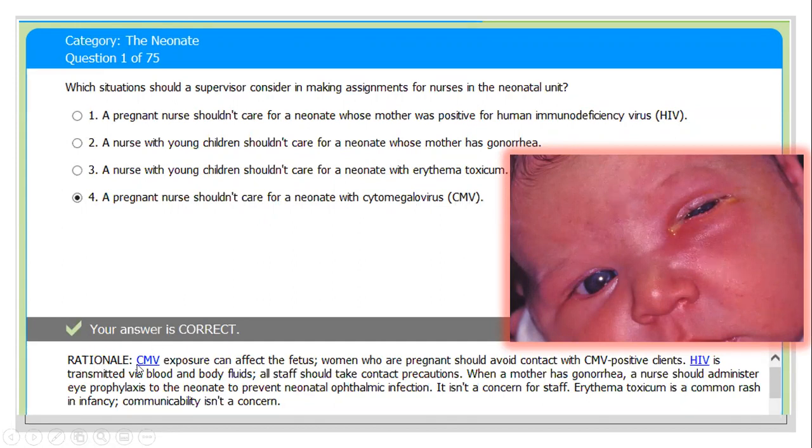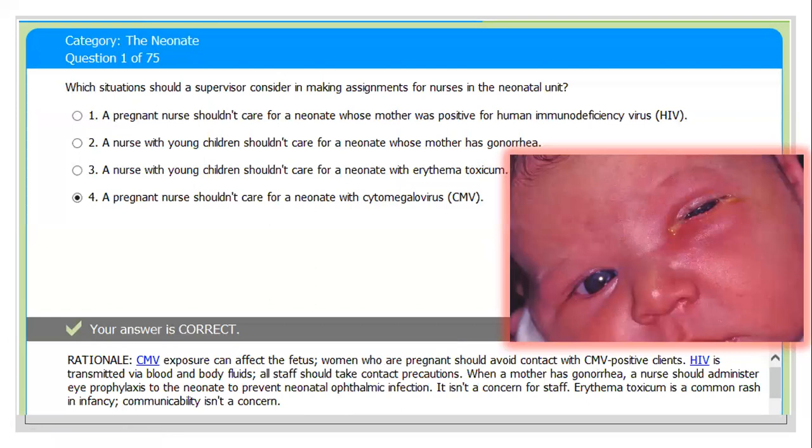The rationale said that CMV exposure can affect the fetus. So women who are pregnant should avoid contact with a CMV positive client. In this picture, we can see this is actually not CMV. It is a neonatal ophthalmic infection. Let me finish CMV first.